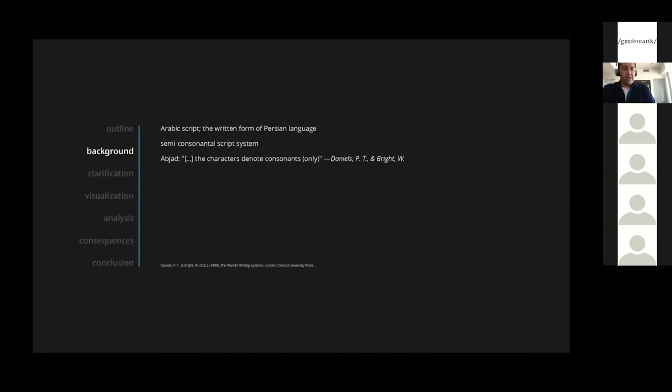Semi-consonantal may be an unconventional term to name the Perso-Arabic for some people, as they prefer abjad. But it oversimplifies the complexity of Perso-Arabic if we say that in abjad, the characters denote consonants only, and it disregards aleph as a vowel in both Arabic and Persian, and the appearance of the matres lectionis. I will return to these two points shortly.